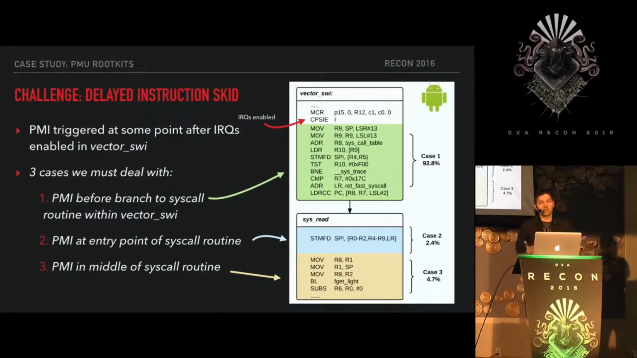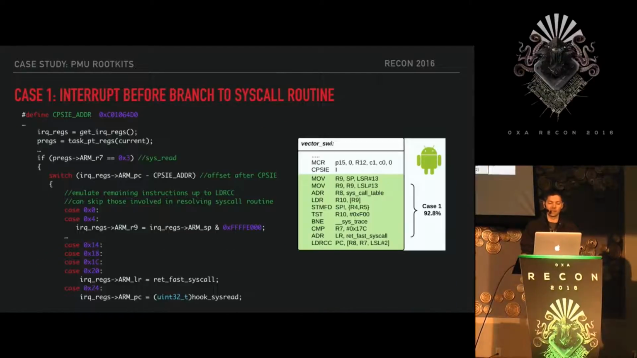So we have 3 cases we have to deal with because of the instruction skid I mentioned before. Even though interrupts are enabled right here, the PMU's interrupt might be handled somewhere in the vector SWI handler before branching to the resolved system call routine. We could be interrupted right at the entry point of the system call routine, or we could be interrupted after. And so our malicious ISR has to deal with all 3 of these.